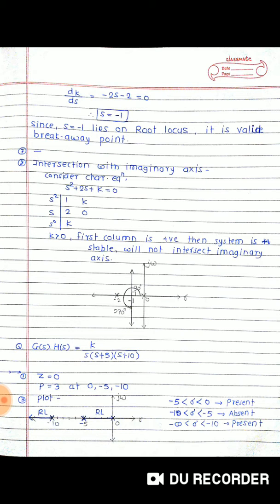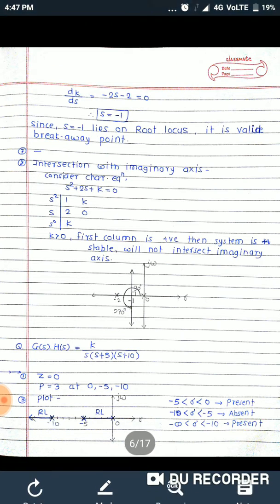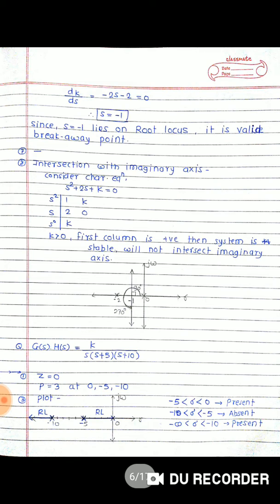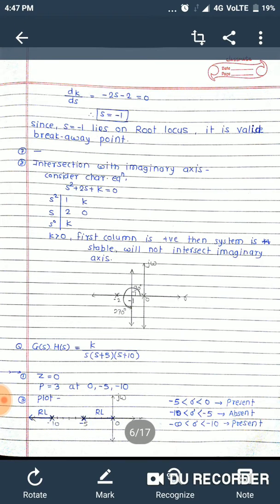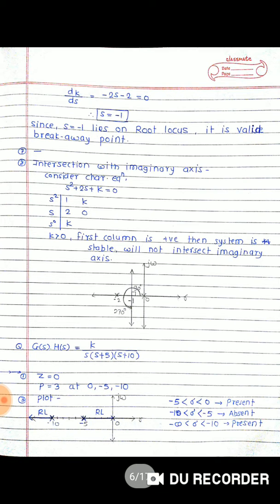Next, step number 8: we have to find the intersection with the imaginary axis. So again we consider the characteristic equation and solve it for K. As K is greater than 0, the first column is positive, therefore the system is stable and it will not intersect the imaginary axis. Therefore we draw the root locus this way. Here it shows the s plane, sigma and j omega, with 0, minus 1 and minus 2. We got two different angles, one at 90 degrees and another at 270 degrees.